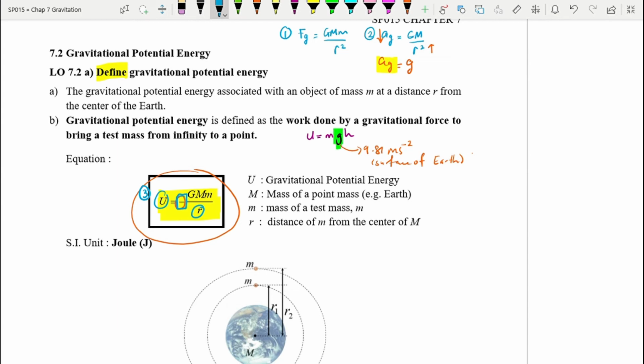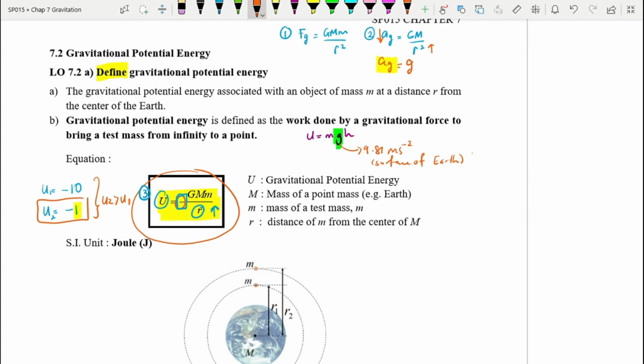So bila nilai r makin tinggi, value U yang kita akan kira makin kecil. Tapi disebabkan ada negative sign, walaupun makin kecil, contoh negative 10 dengan negatif 1, nampak kat sini 1 ni lebih kecil. Tapi end up sebenarnya U ini, kita label U1 dengan U2, kita boleh conclude sebenarnya U2 is greater than U1. Disebabkan magnitude dia less negative. Of course lah negative 1 is greater than negative 10.